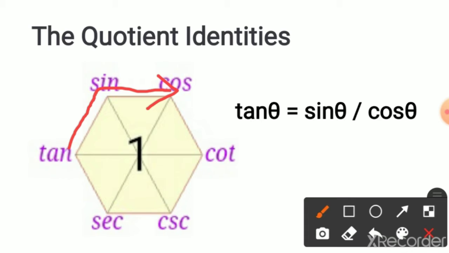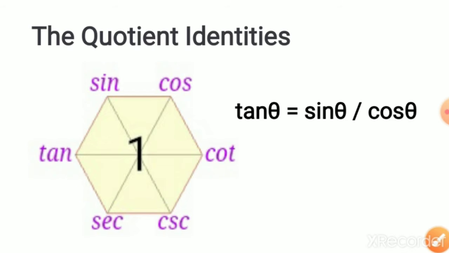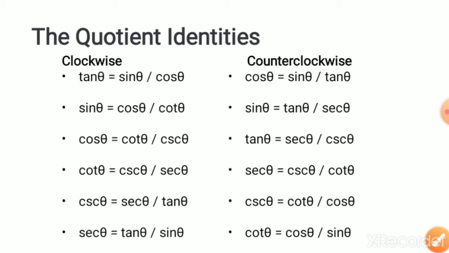Remember that the function where you start to draw your arrow is the quotient. Like in the example, the quotient is the tan. So these are the results of the quotient identities in clockwise and counterclockwise rotation.